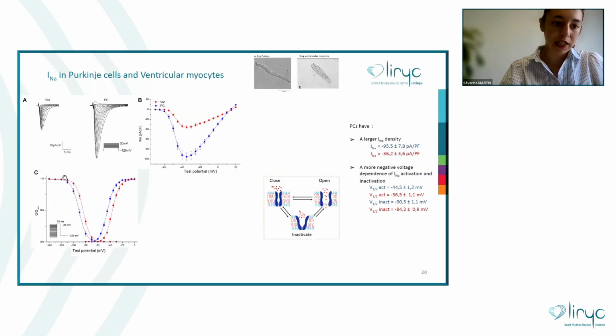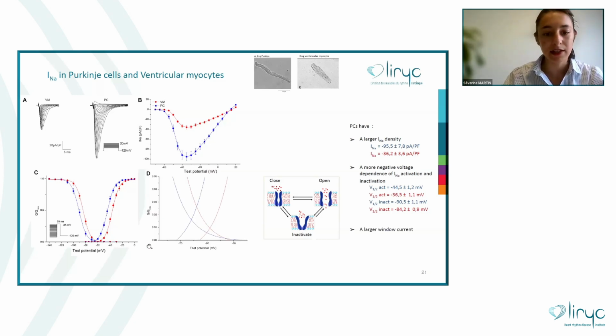Next, they characterized the inactivation and the activation parameters. So inactivation, represented here, is the transition between the closed state to the inactivated state, and the activation, represented here, is the transition between the closed state to the open state. So as you can see in blue, there is a left shift toward hyperpolarized potential of activation and inactivation parameters of Purkinje cells, and that leads to a larger window current, represented here in blue.